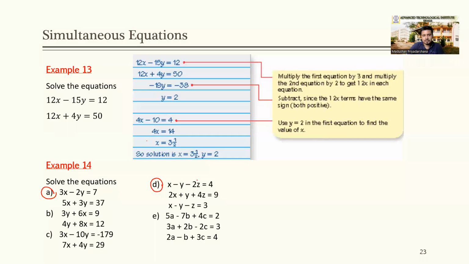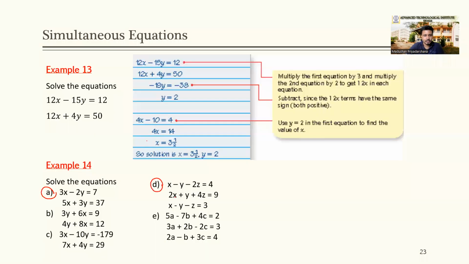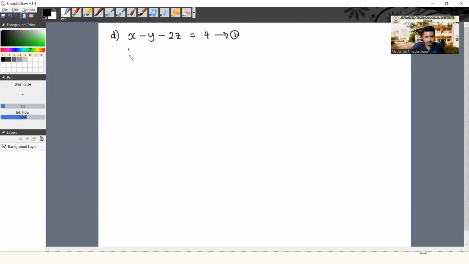Part D. x minus y minus 2z equals 4. This is equation 1. Then we have 2x plus y plus 4z equals 9.